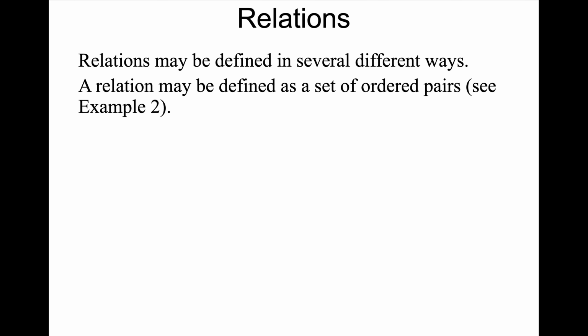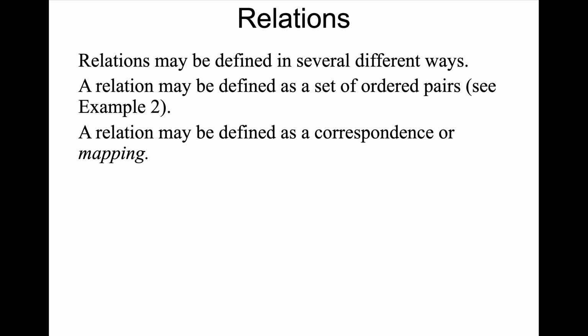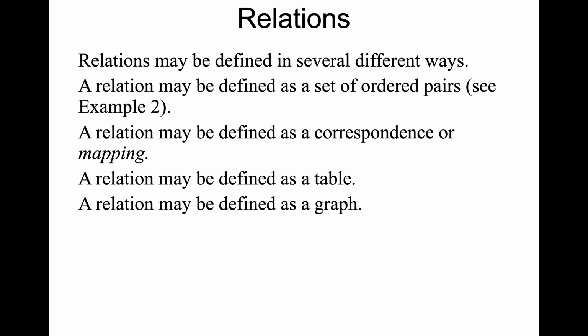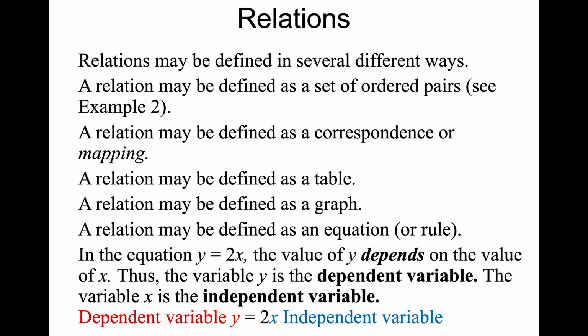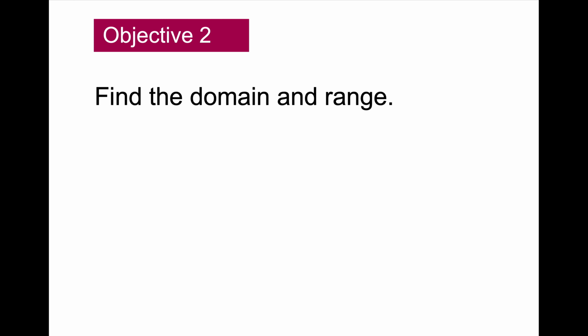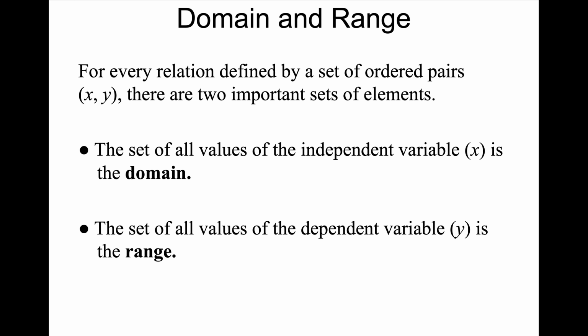Relations can be defined a couple of different ways. They can be an ordered pair, like we just did. It could also be done with correspondence or mapping, in a table, in a graph, an equation, or a rule. When we're doing an equation, the x variable is always called the independent variable because that's what you plug in. The y variable is the dependent variable because it depends on whatever x is. So there are a lot of different ways we can show relations, and then we're going to use what we know about them to find domain and range.